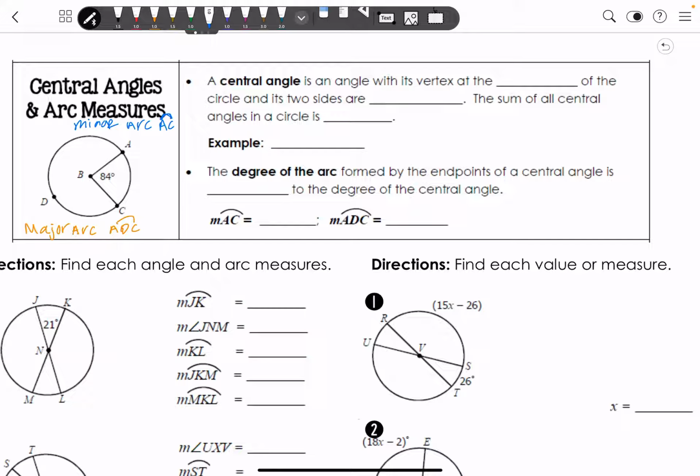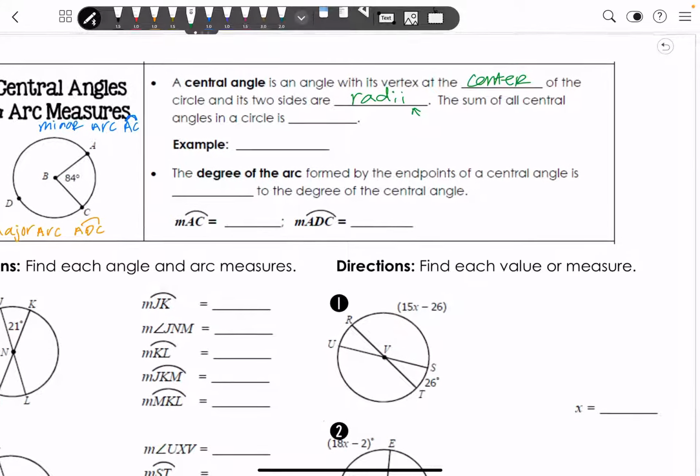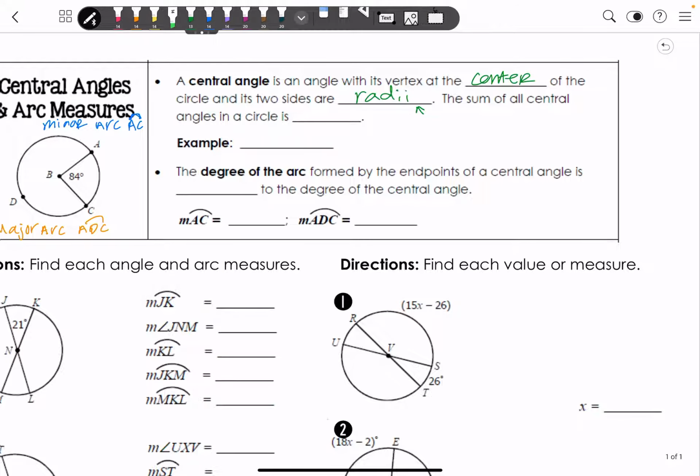All right, so like I told you, a central angle is an angle with its vertex at the center of the circle, and its two sides are going to be radii. Remember, that is the plural for radius. If you have more than one radius, then it's going to be called radii. The sum of all central angles in a circle is 360 degrees. Pretty much what that means is that a circle on the inside is 360 degrees.